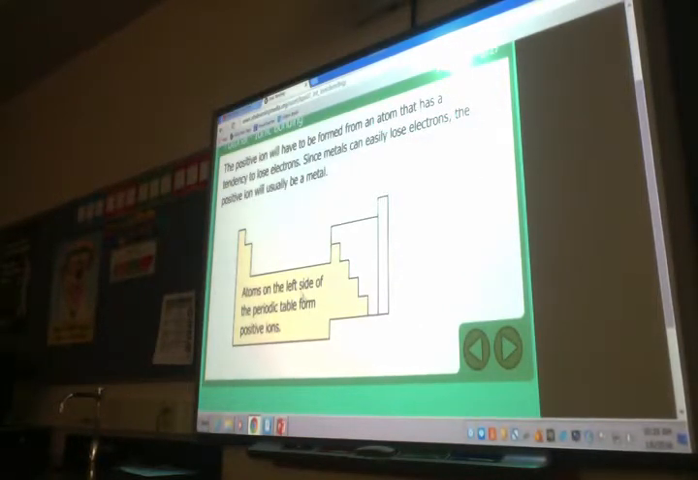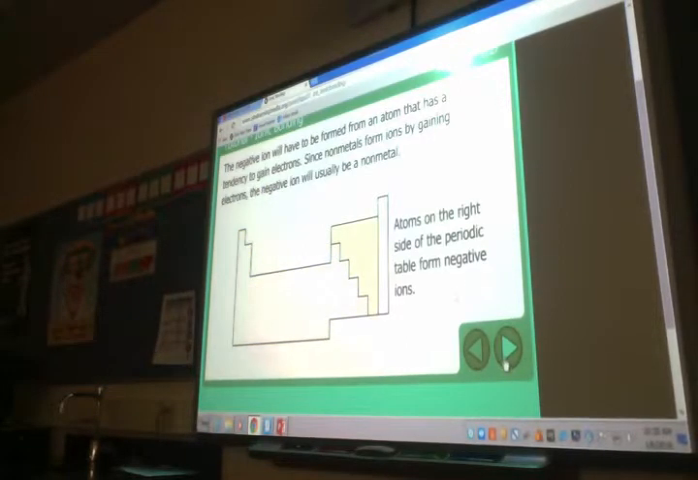Okay, atoms on the left side of the periodic table form positive ions. They included hydrogen. I would not include hydrogen. It tends to not form ionic bonds, and we'll learn later why. But again, these tend to form positive ions, which we also call what? Cations. Good, cations. Atoms on the right side of the periodic table form negative ions, which are called what? Anions. And notice they left the noble gases out. Why is that? Why don't these form ions? They don't react. They're already full of valence electrons. They're done.